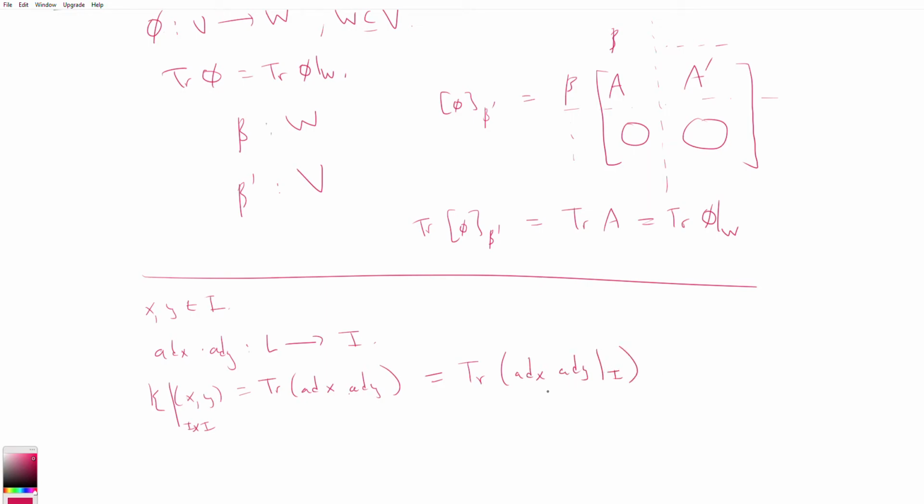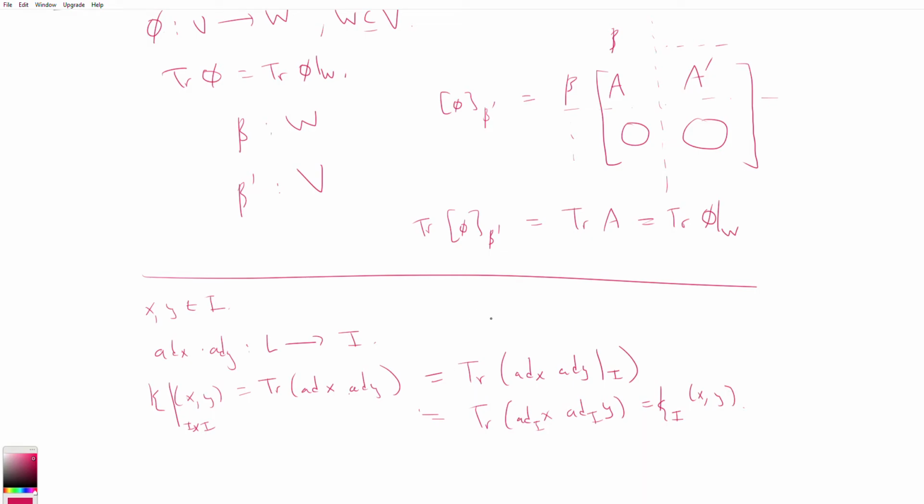And then, of course, once we've restricted the product to I, it is the product of ad x restricted to I and ad y restricted to I, which we can restrict because x and y are elements of I. So this is equal to the trace of ad sub I of x times ad sub I of y. And, of course, this is kappa sub I of x comma y. Okay, and so we have our lemma.